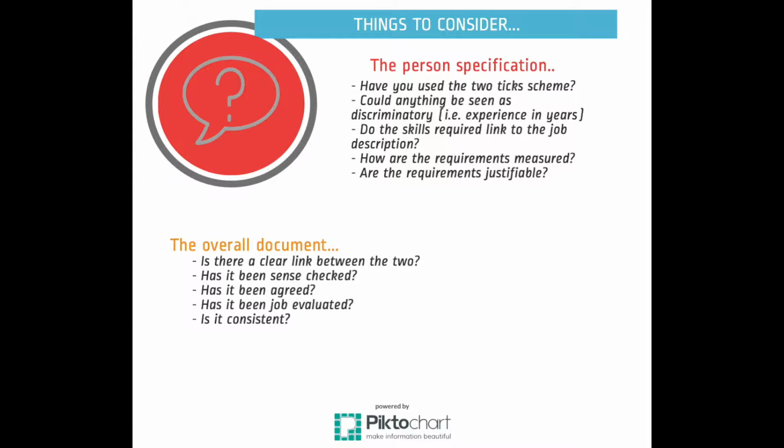A few final considerations then for the person specification. Firstly, are you using the 2-tick scheme? If so, make sure there's a clear definition and distinction of whether something is compulsory or essential and desirable. Secondly, double check that there's nothing that could be regarded as discriminatory. I would also advise that you ensure that the person specification is job related and that there's a clear link with the job description. As with the job description, are the requirements measurable through qualitative or quantitative means, and are the requirements in the person specification necessary to a safe and effective performance of the job?